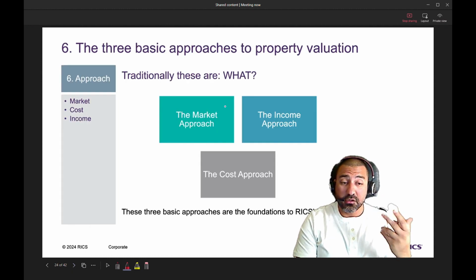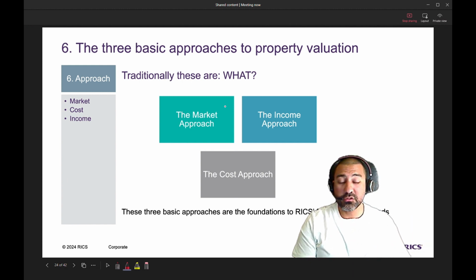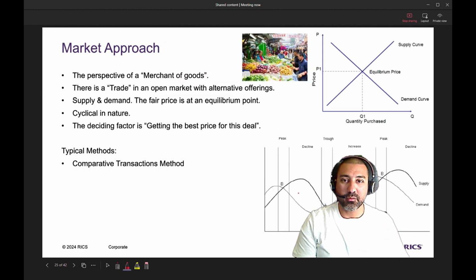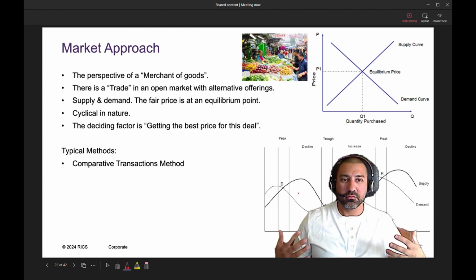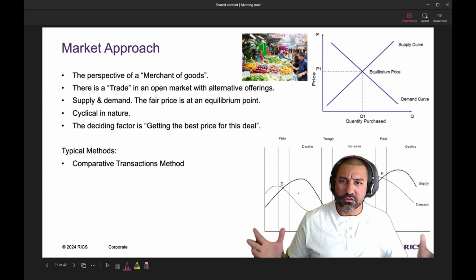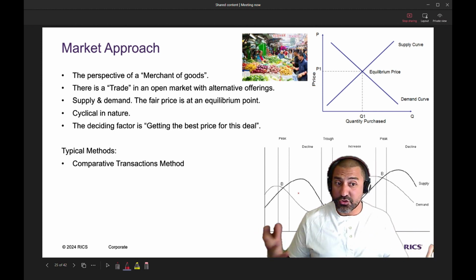That brings us to the sixth component of the framework, which is the approach. There are three approaches according to the standards. There's the market approach, the income approach, and the cost approach. A nice way to explain the approach is as an attitude, right? What is an approach? It's the way you look at things, your point of view. So a market approach is the perspective of a merchant of goods, like I'm looking at this kind of a trade.